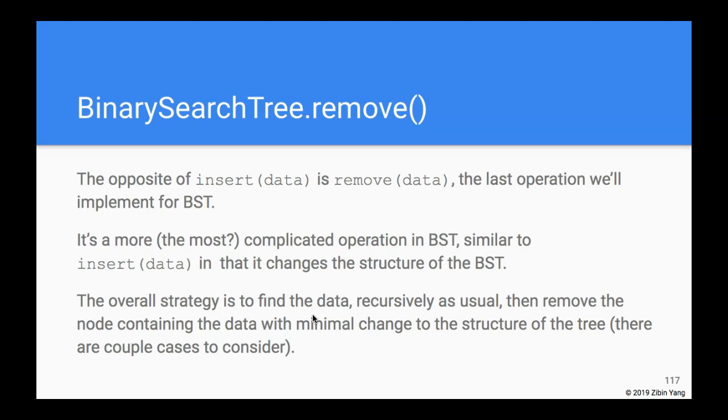The overall strategy for removal is, we're given the data, so we have to find the data first, and we have to do it recursively as usual. Once we find the node that contains the data we want to remove, we'll try to remove it. Removing a node can be kind of disruptive to the structure of the tree, so we'll try to minimize the disruption. There are quite a few cases that we have to think through.